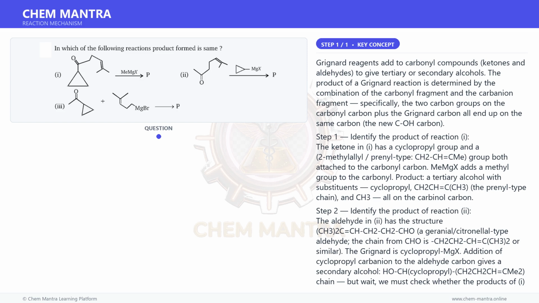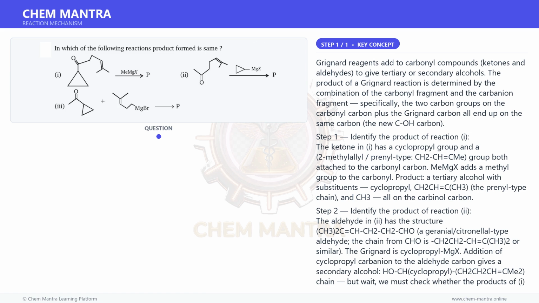Grignard reagents add to carbonyl compounds, ketones and aldehydes, to give tertiary or secondary alcohols. The product of a Grignard reaction is determined by the combination of the carbonyl fragment and the carbanion fragment. Specifically, the two carbon groups on the carbonyl carbon plus the Grignard carbon all end up on the same carbon, the new carbinol carbon.